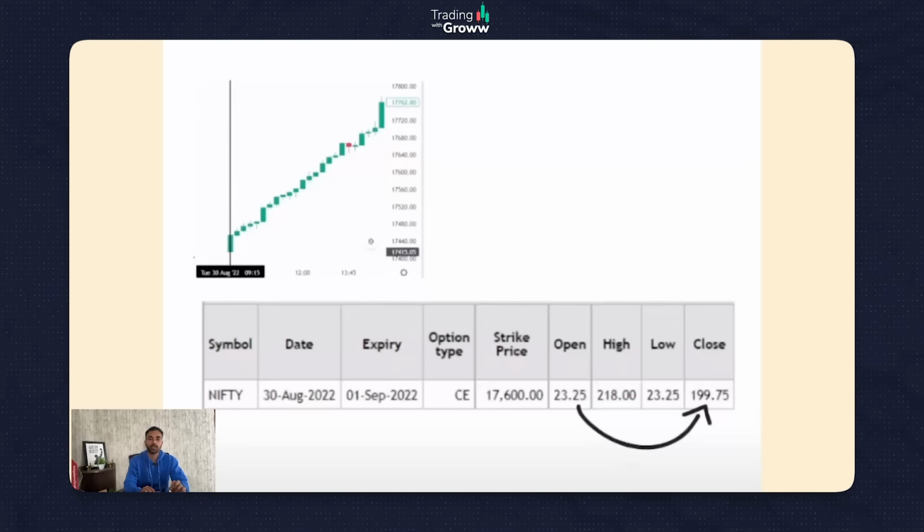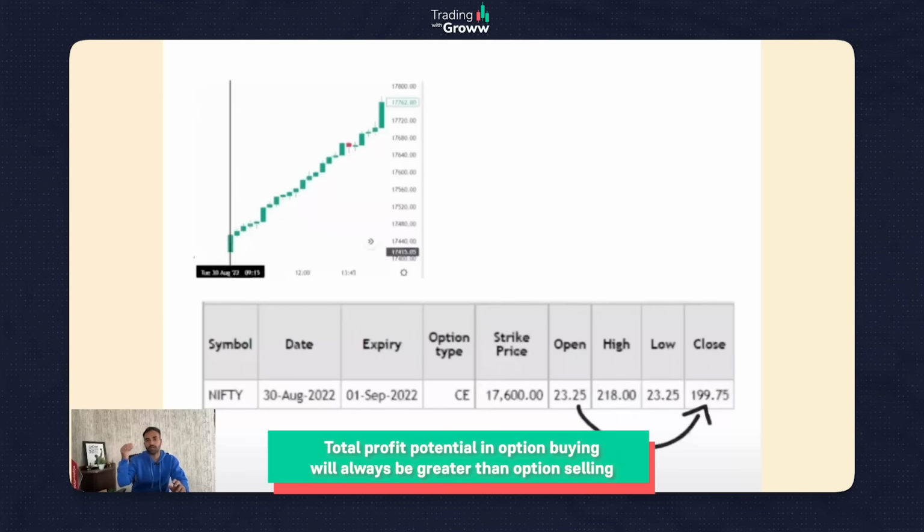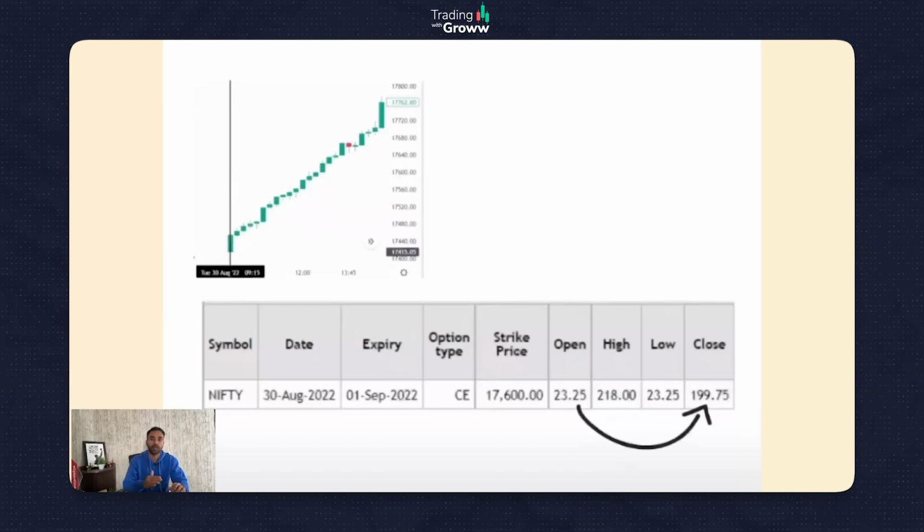So this is one such example where you could see an option buying instrument moving exponentially from 20 rupees to 200 rupees in just one day. This is the open price and the arrow mark is the close price. The profit potential with respect to option buying will always be higher than option selling, because with option selling, whatever premium you receive is the maximum profit that you are going to get.